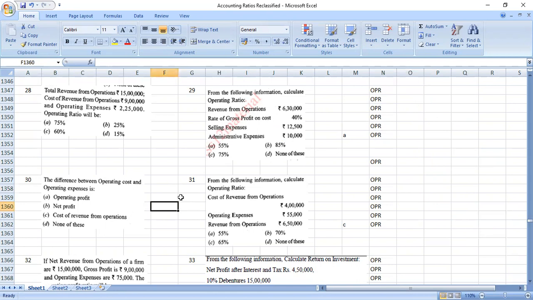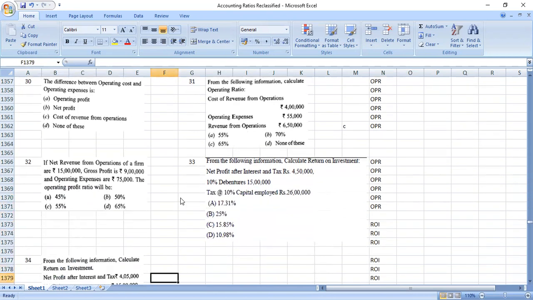What is the difference between operating cost and operating expense? I'll write it down. Cost of revenue from operation plus operating expense is equal to operating cost. The difference between operating cost and operating expense will be cost of revenue from operation.